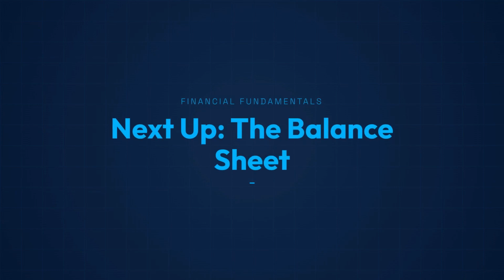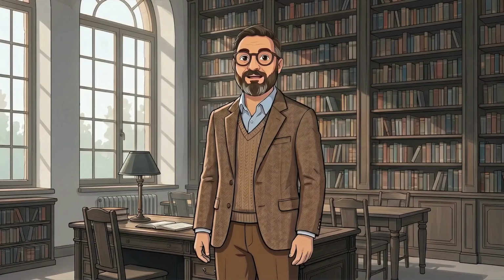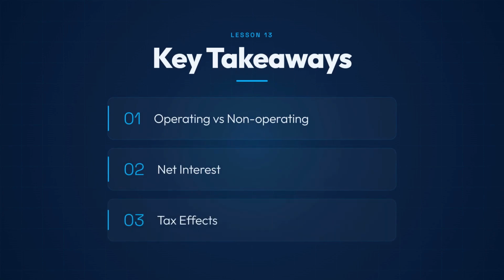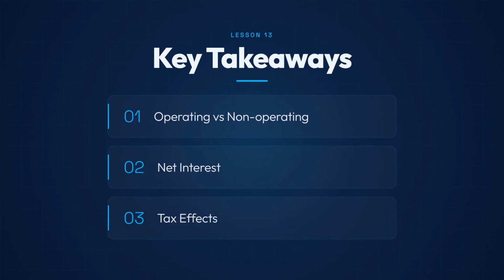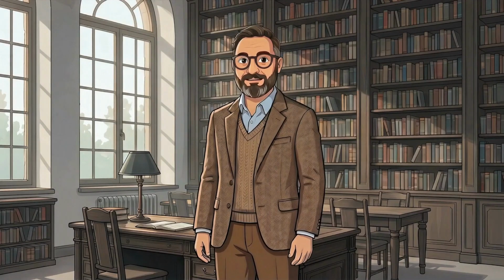Now that we've mastered the income statement, we are ready to move on to the balance sheet. In our next lesson, we'll begin covering the fundamentals of the balance sheet. Remember, net income is the result of operating performance, non-operating items, and tax expense. Understanding these layers is key to truly evaluating a company's financial health.